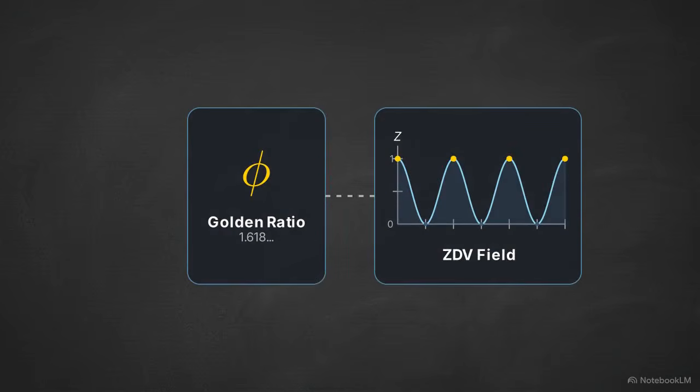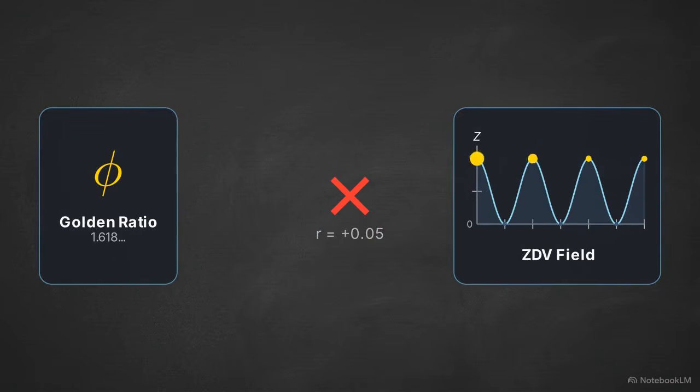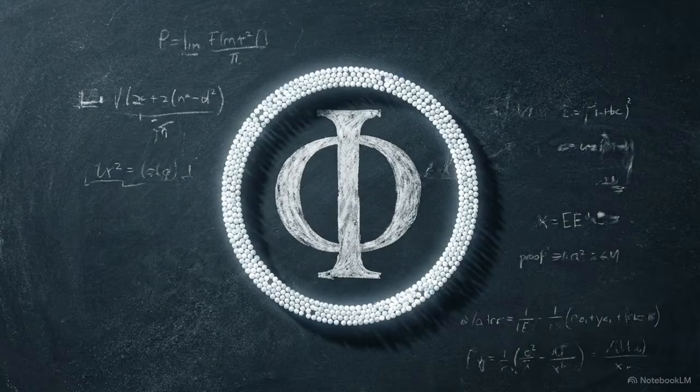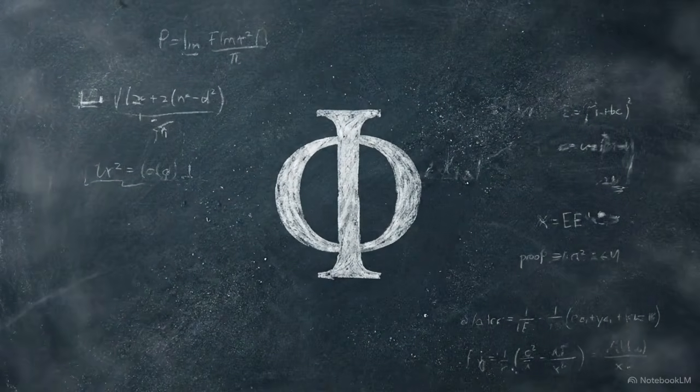It proves there is zero relationship between a value's proximity to the golden ratio and its position in the ZDV field. We must formally reject the Di-Domenico hypothesis. The golden ratio does not dictate the placement of these mass seeds.